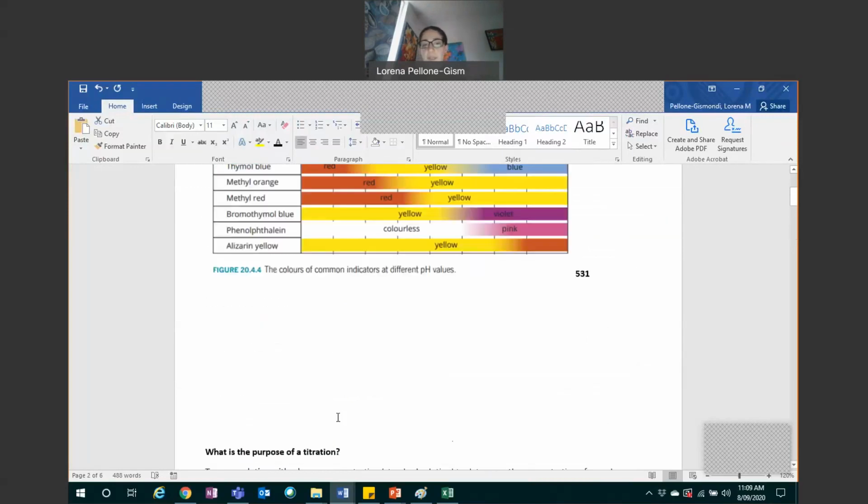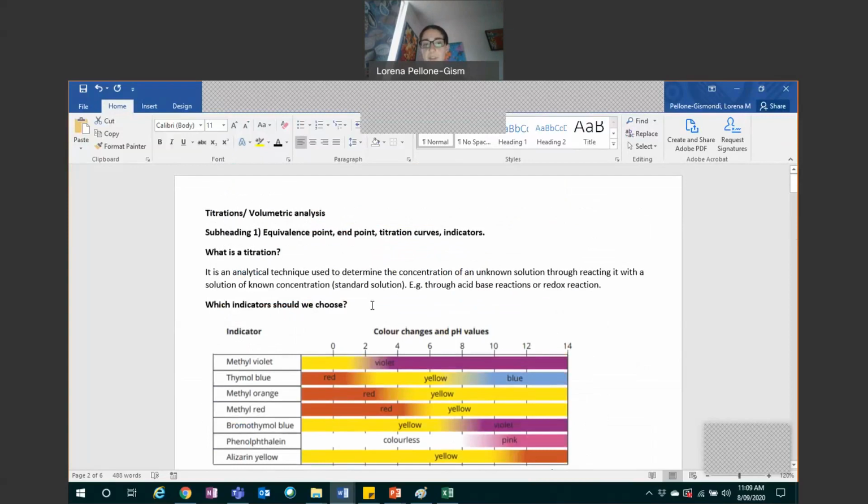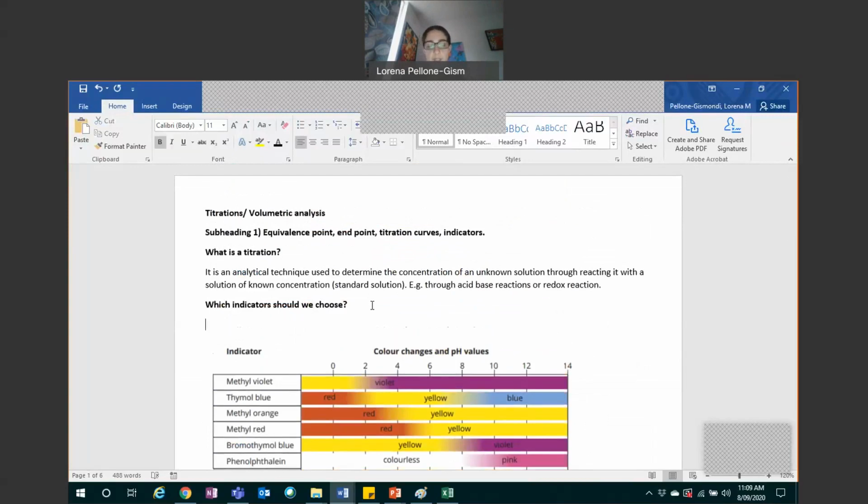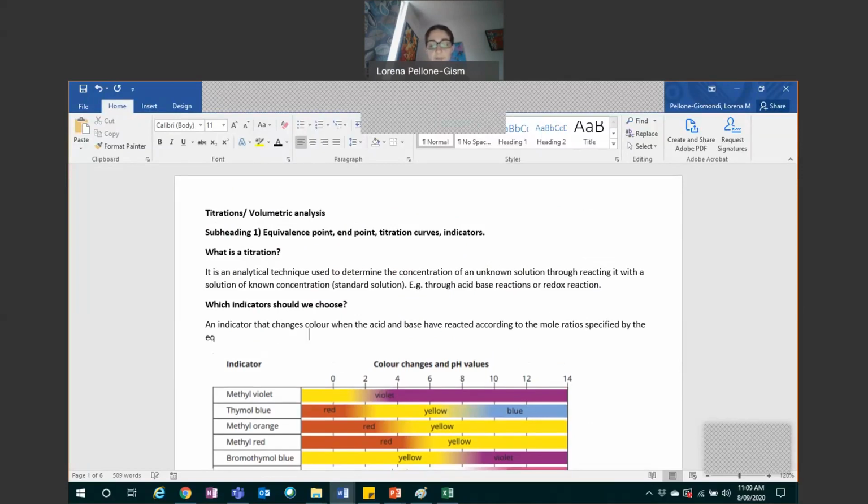So you have to know how to pick those indicators. So which indicator should we choose? An indicator that changes color when the acid and base have reacted according to the mole ratios specified by the equation. Okay.